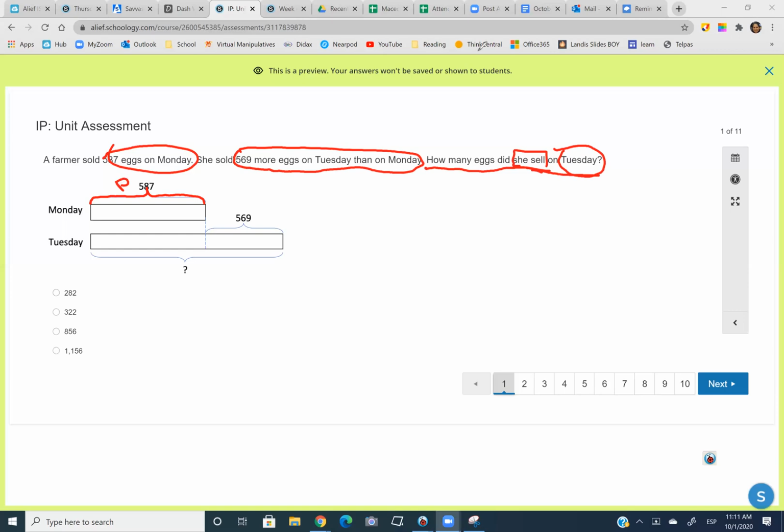Now the other one here is that on Tuesday, she says that she sold 569 more than on Monday. That means she sold the same as Monday, but she sold this part more. So this is another part. I know because it's a small one. And then I'm going to look for the whole. Actually, that's my question mark. If you see, I have a question mark here. And if you notice, this is the longest bar. So this is going to be the whole.